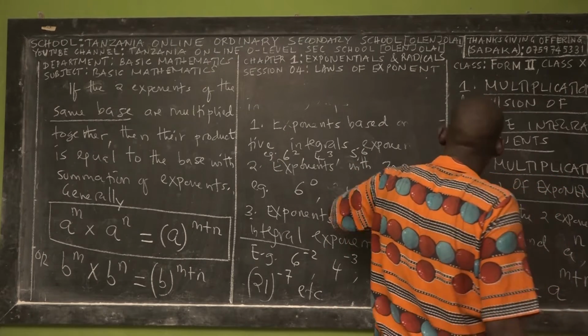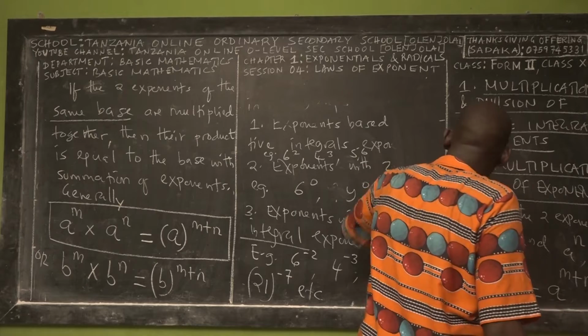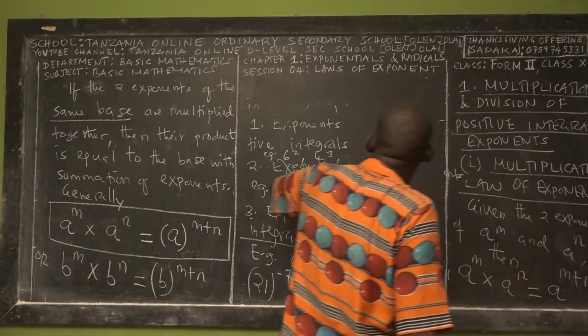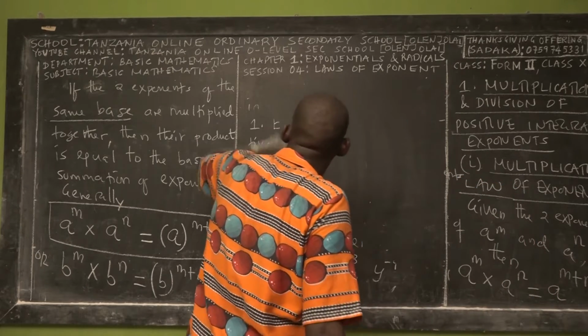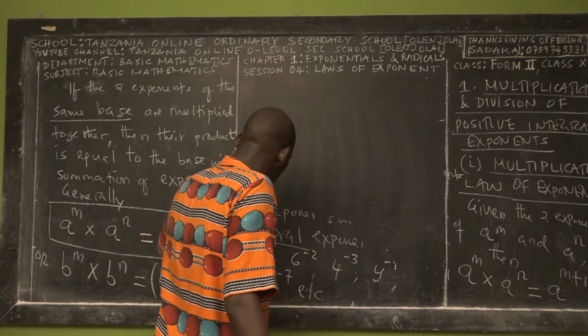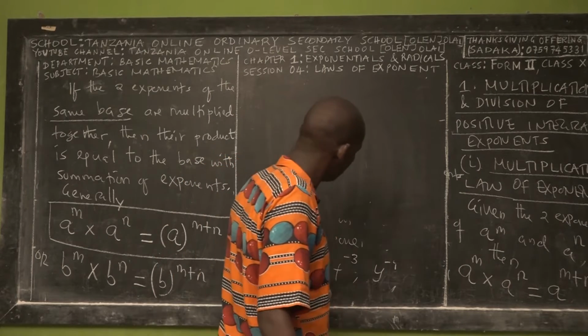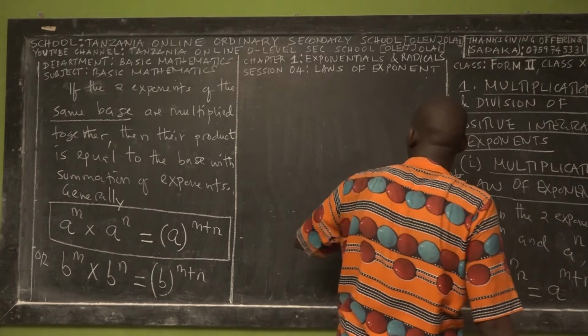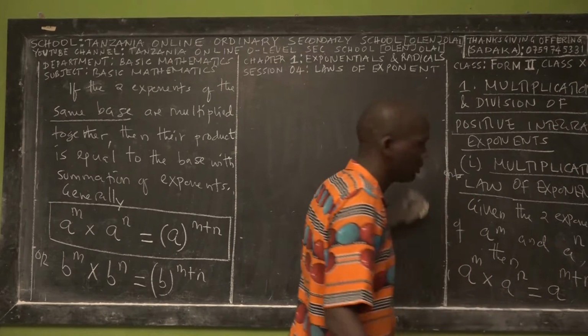So we call it the multiplication law of exponents, with the same base. The condition is the same base.